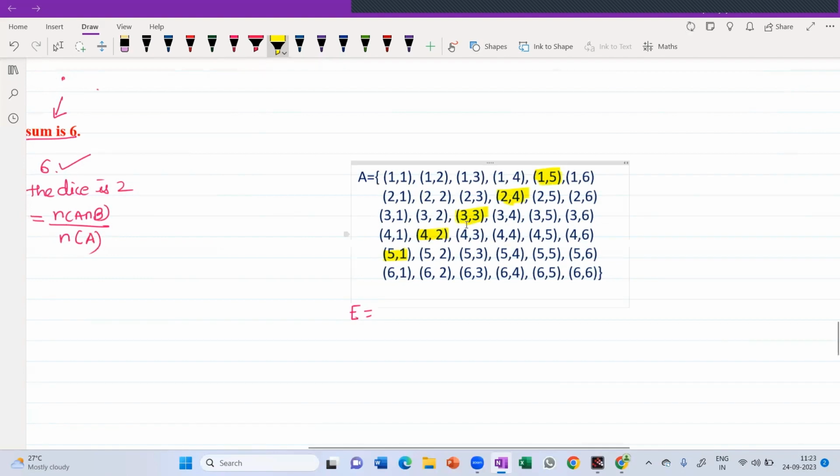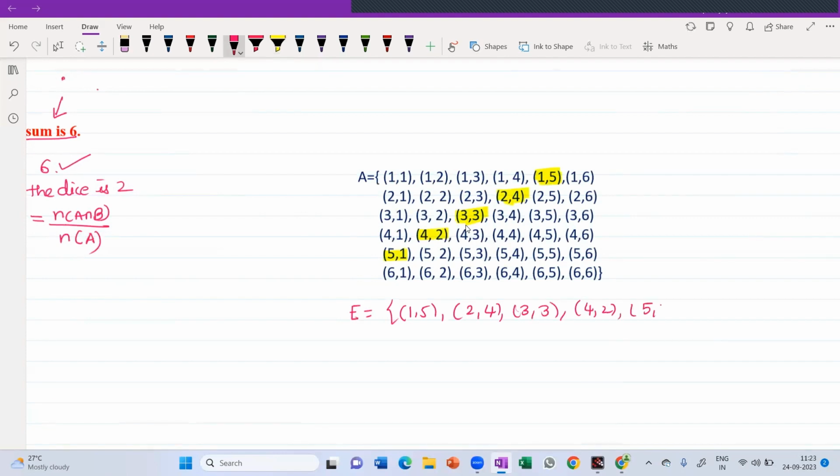So this is going to be your E, in which you're storing the sum is 6: 1,5; 2,4; 3,3; 4,2; and 5,1. And the next event, let us take it as B. The next event was that one of the dice should be 2. So in which cases is one of the dice 2? 1,2. One of the dice is 2.